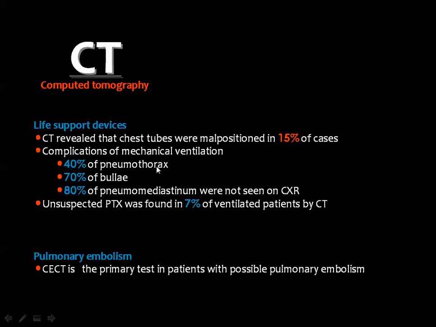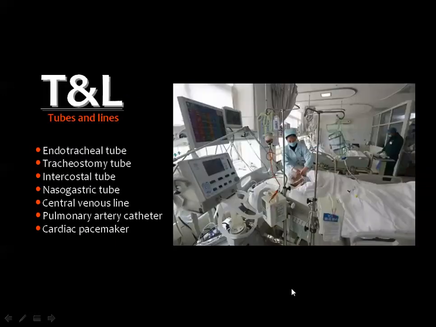About 40% of pneumothorax, 70% of emphysematous bullae, 80% of pneumomediastinum that were not seen on the chest x-rays. Then unsuspected pneumothorax was found in about 7% of the ventilated patients by CT. And of course, you know that CT is the primary imaging modality for diagnosis and confirmation of the diagnosis of pulmonary embolism. Now we'll have these tubes and we will emphasize the accurate position and the complications of each tube.